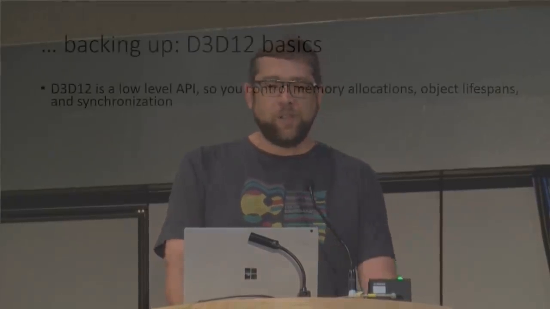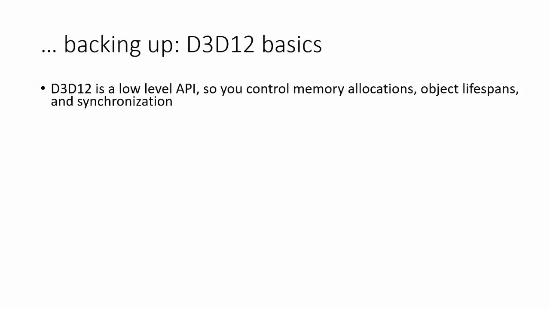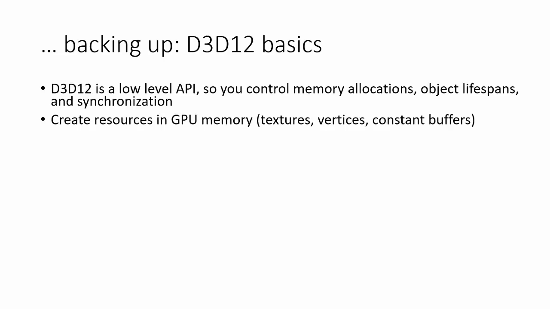So the really high level of Direct3D12, it is a low-level API. And that means that as an application developer using it, you are in control of memory, of lifespans of objects, and of synchronization between CPU and GPU. And these are things that you didn't generally have to worry about with earlier graphics APIs like Direct3D11 or OpenGL. So the general pattern of any programming with D3D12, you start by creating some resources in memory on the GPU. That will be texture maps, vertices, constant data. You put data into these resources.